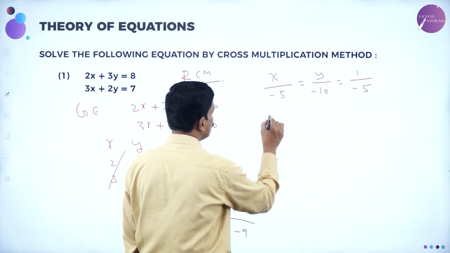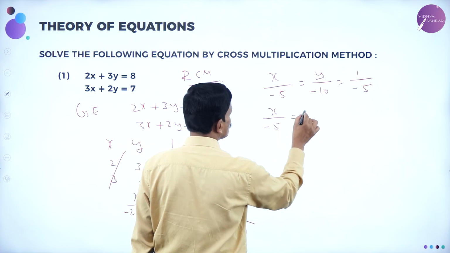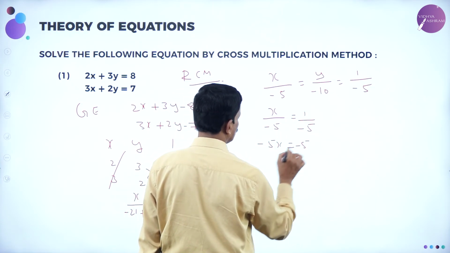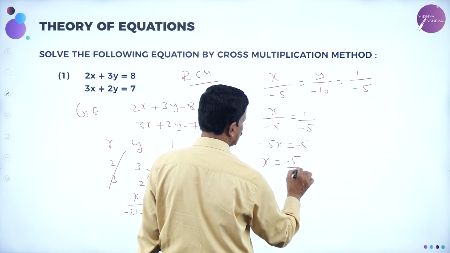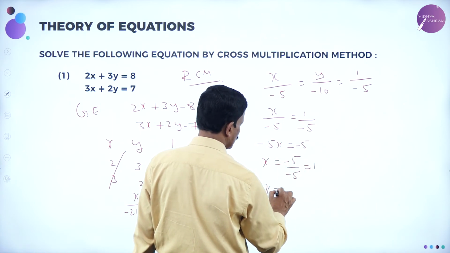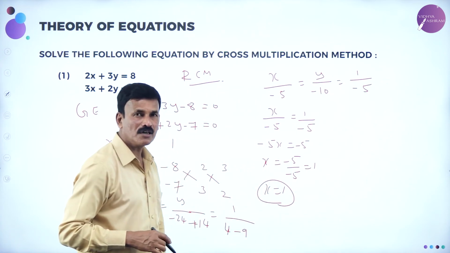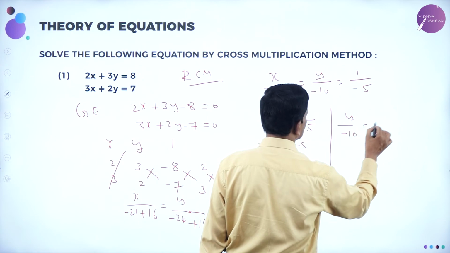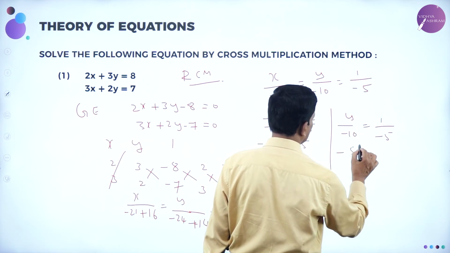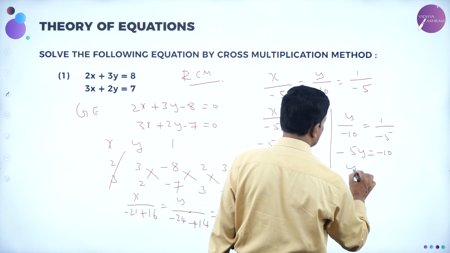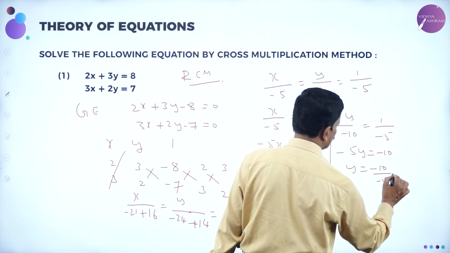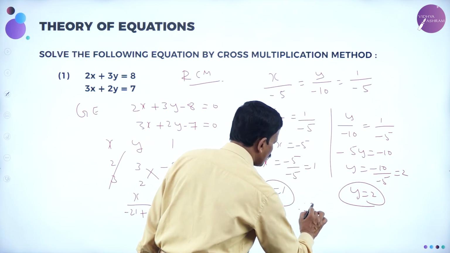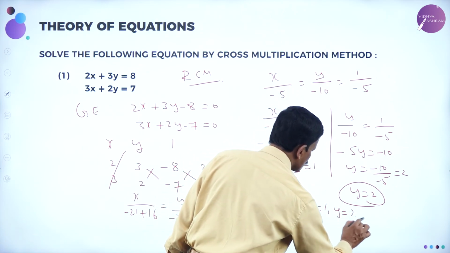Now, equate first and last. x by minus 5 is equal to 1 by minus 5, minus 5x is equal to minus 5, x is equal to minus 5 by minus 5 is 1, x is equal to 1. Now, from second and last, y by minus 10 is equal to 1 by minus 5, minus 5y is equal to minus 10, y is equal to minus 10 by minus 5 is 2, y is equal to 2. So, therefore, the value of x is 1 and y is equal to 2.